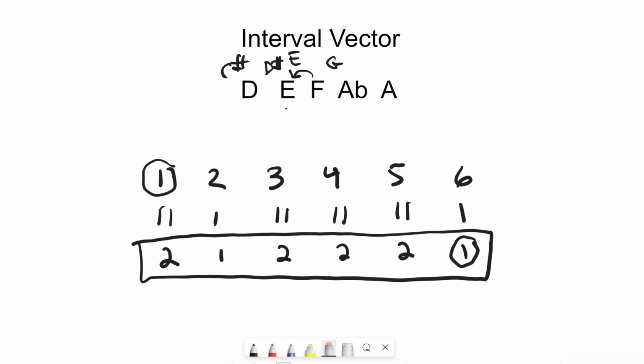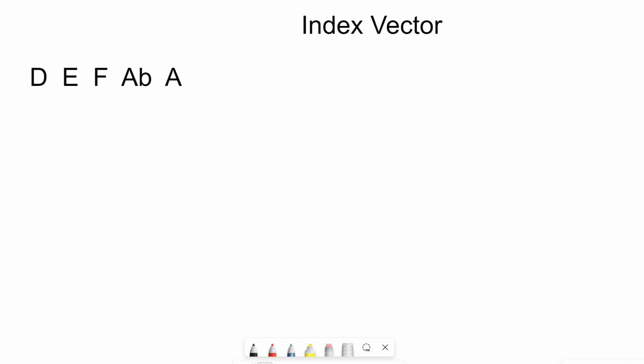Okay. So I think you get the idea, and that is the interval vector. And I'll be back in a moment, and we will make an index vector. Okay, I'm back, and we're going to use the same little 5-note set to make our index vector. Okay, a little review first.